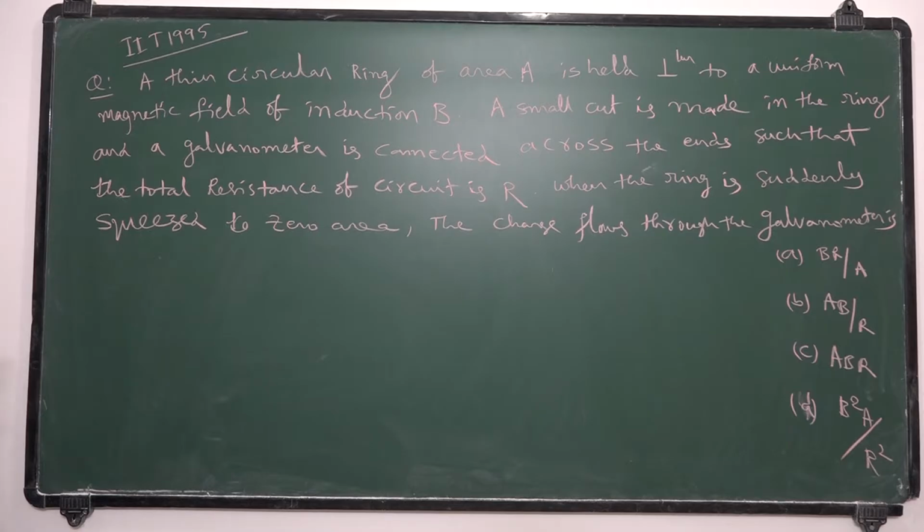A thin circular ring of area A is held perpendicular to uniform magnetic field of induction B. A small cut is made and a galvanometer is attached. And the ring is squeezed, and you are asked to find the charge that flows through the galvanometer.